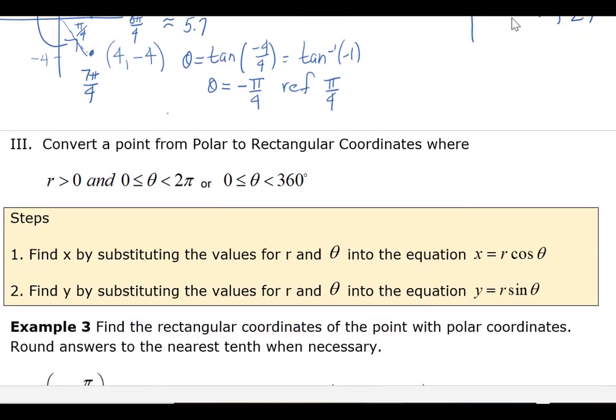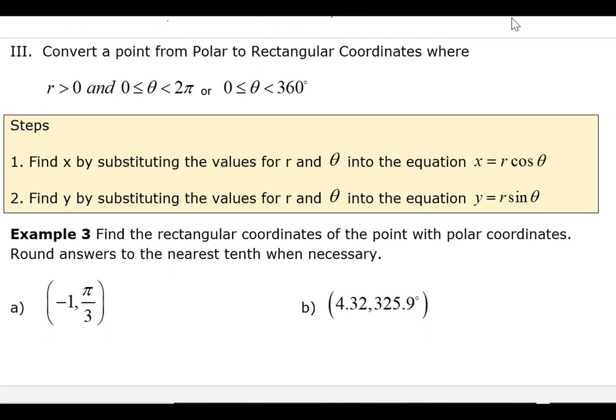All right, in the next video, we're going to convert from polar to rectangular.